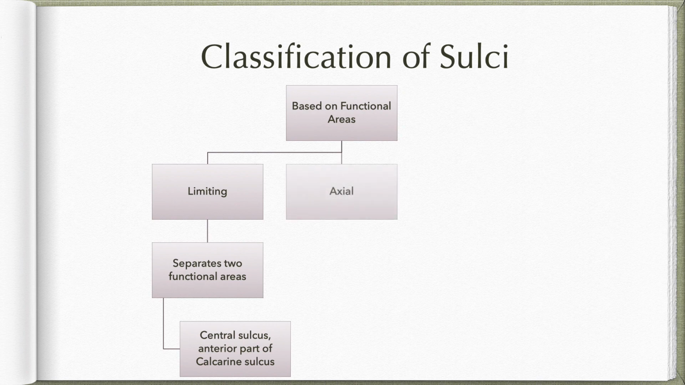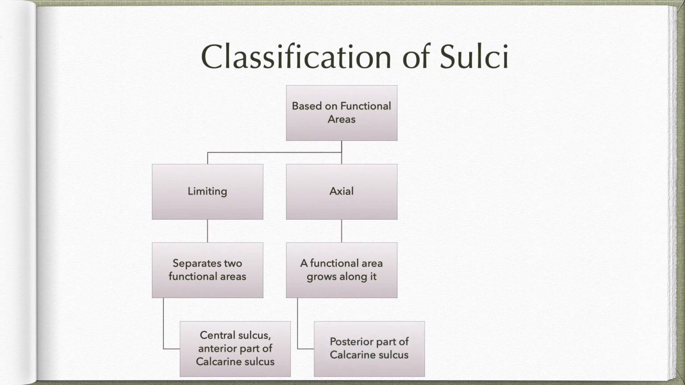The second type of sulcus is the axial sulcus. Here a functional area grows along the axis of the sulcus. Now this is seen in the posterior part of the calcarine sulcus, wherein area number 17 grows along the axis of the calcarine sulcus. It will be in the depth as well as on both its lips.